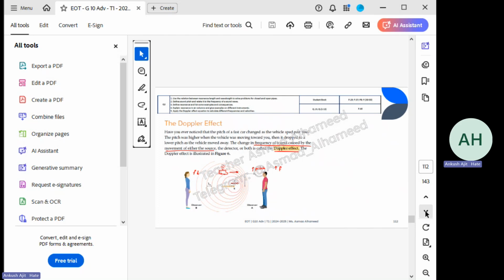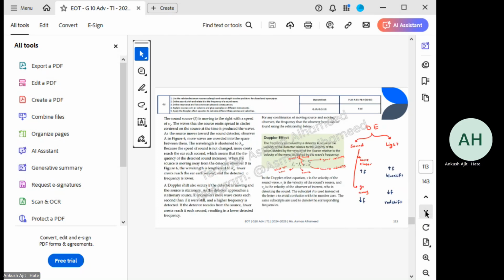Doppler's effect is something different. I hope the Doppler effect you know. The change in the frequency of the sound caused by the movement of the source, the detector, or both is called the Doppler effect. This is the formula everybody knows: fD is the frequency of the observer, fS is the frequency of the source, vS is the velocity of the source, vD is the velocity of the observer, and v is the velocity of the wave.